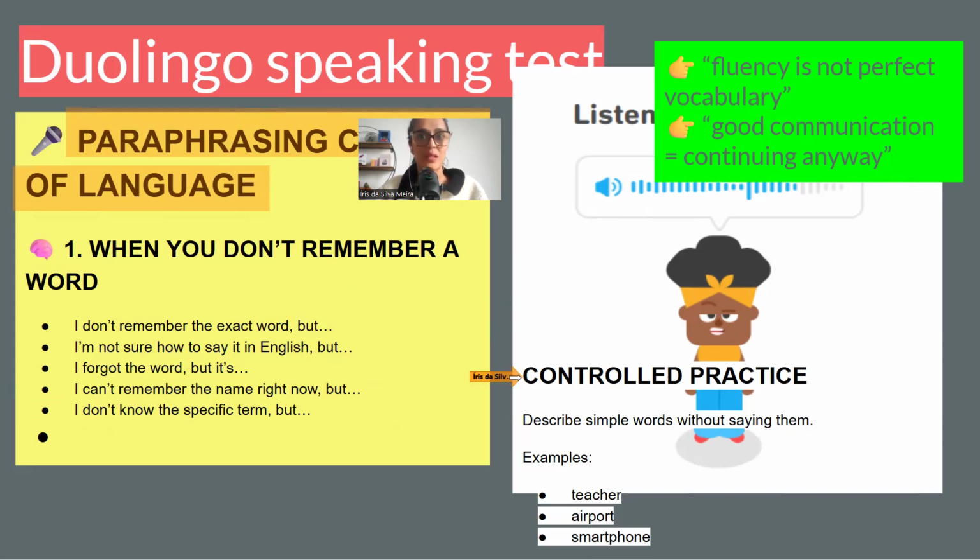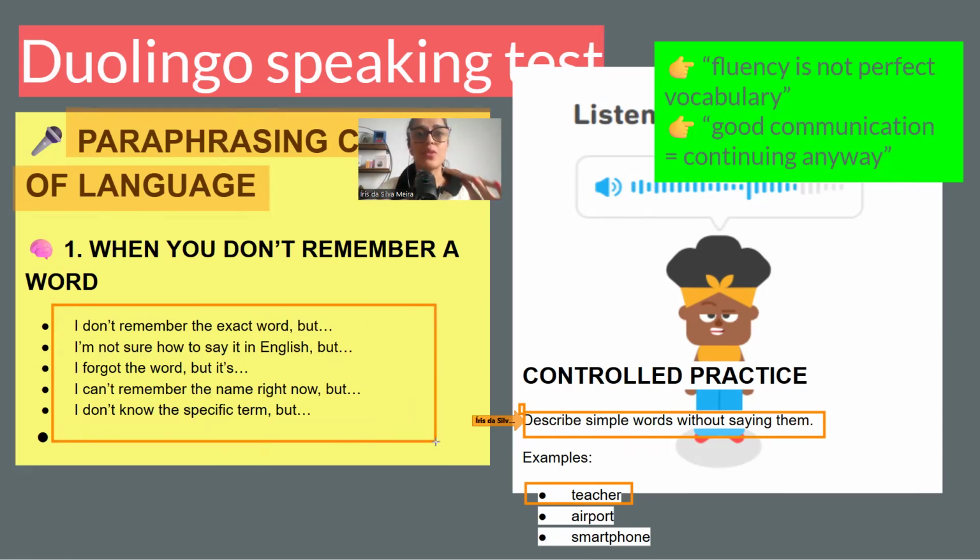Time to controlled practice. I need you to take your smartphone and send me a WhatsApp message, recording your answers, recording your description of the following terms. You're going to describe simple words without saying them. The first one will be teacher. So you record yourself describing the word teacher, by using some of these chunks of language, and you're going to send me this audio.